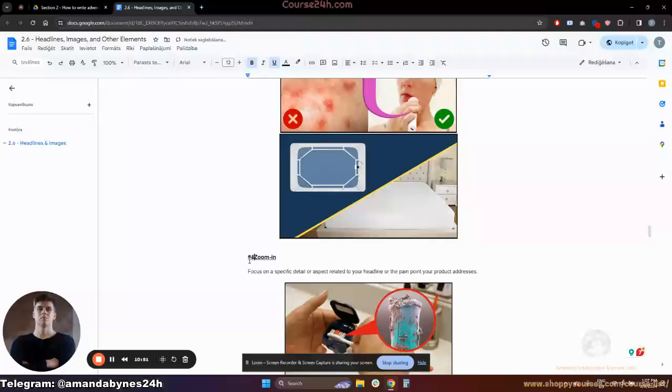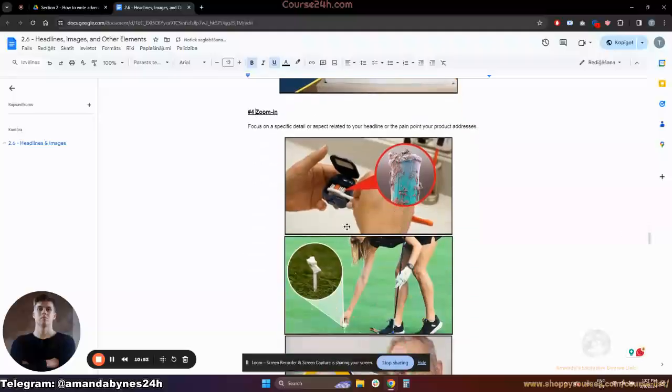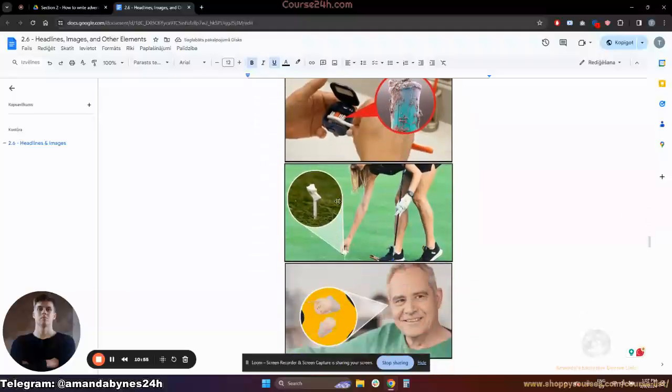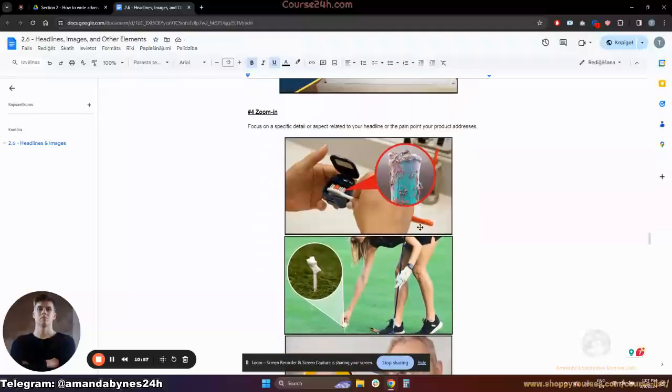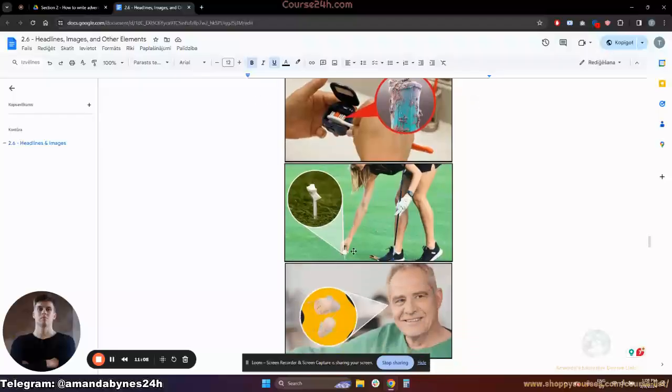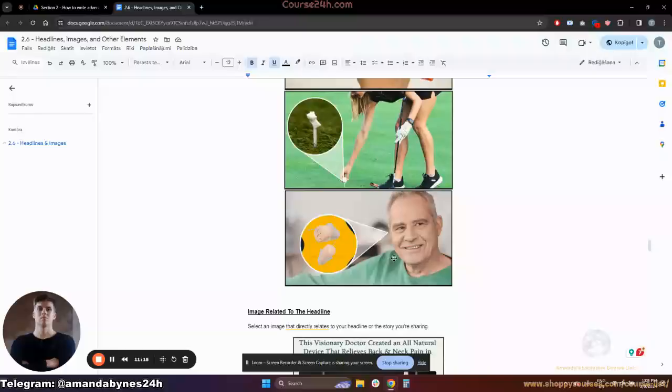So number 4, we have the zoom in. It's pretty self-explanatory. For example, here you're showing how there's little poo stain bacteria on your toothbrush, and you zoom into it. Here, how this little tool can improve your golf game. And here's probably something about hearing aids, how these little mini AirPods can improve your hearing.